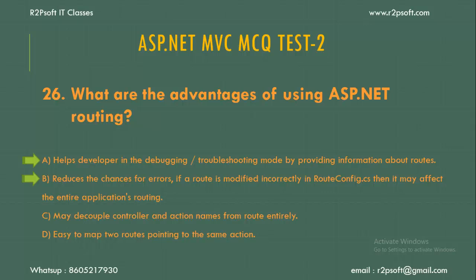B. Reduces the chances for errors. If a route is modified incorrectly in RouteConfig.cs, then it may affect the entire application's routing. C. May decouple controller and action names from route entirely. D. Easy to map two routes pointing to the same action.